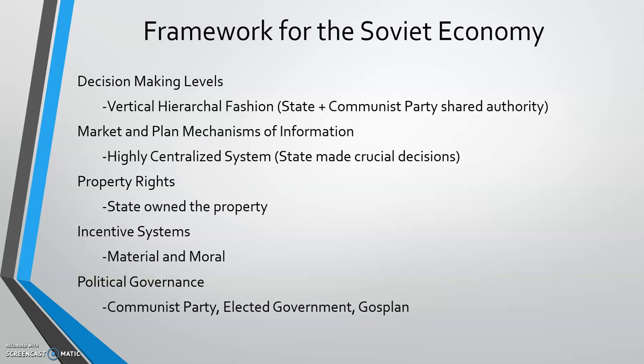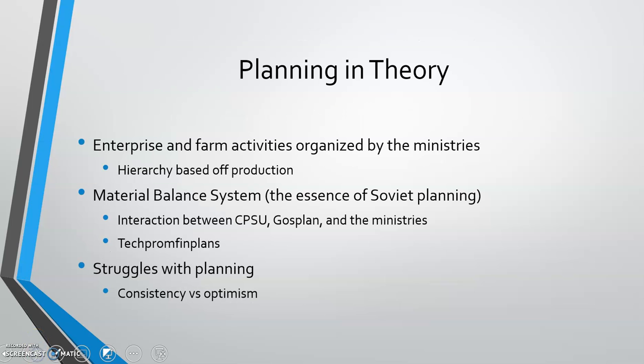For incentives, we had material incentives. However, they also highly emphasized moral incentives, which is a distinguishing characteristic of socialist systems. Finally, the political governance. The Communist Party was given the system for decision-making, control, and supervision. They also had an elected government, and the operational decisions were made through Gosplan, which is the state's planning agency.